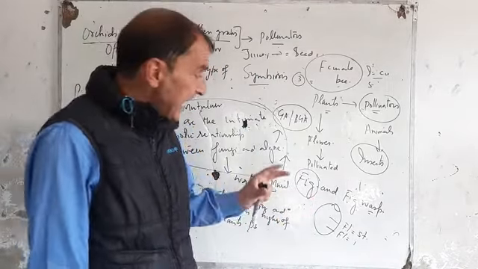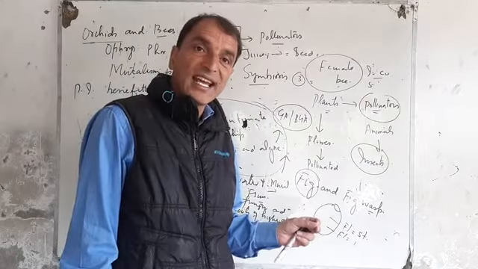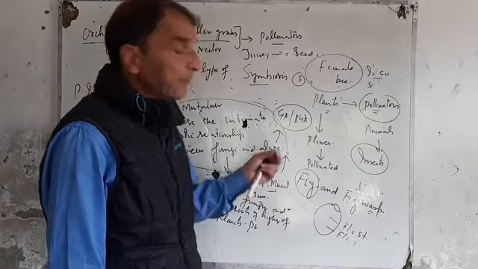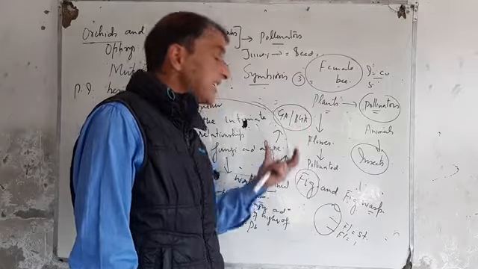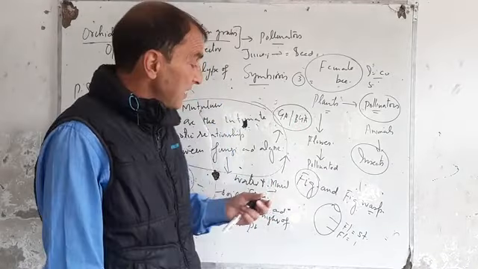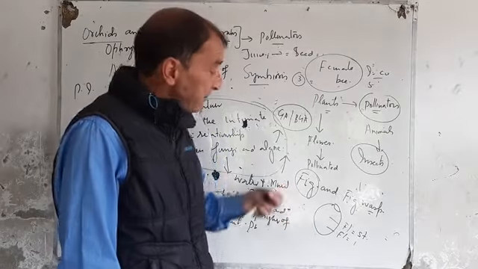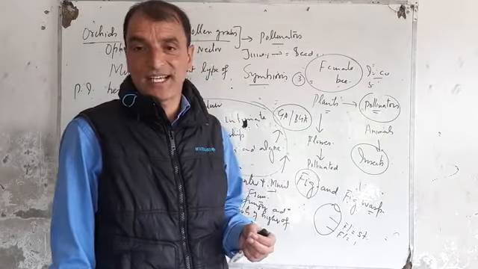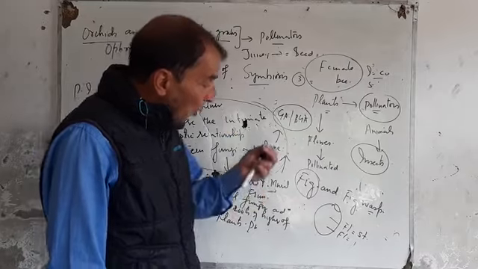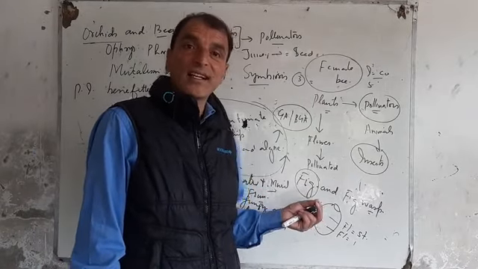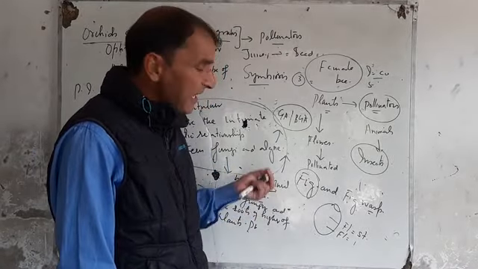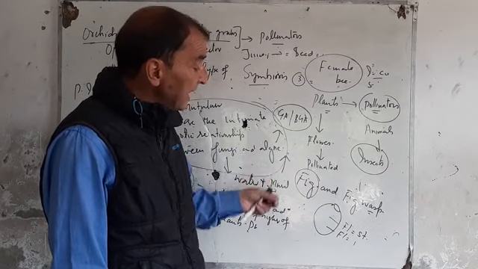Here in this association, we may say that fig and fig wasp are largely dependent upon each other because fig can only be pollinated by a special type of wasp, while these special types of wasps lay eggs only in fig inflorescence.